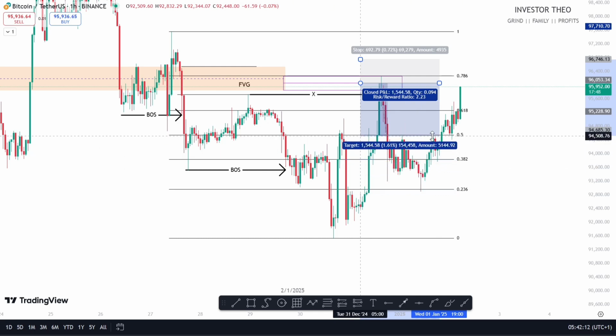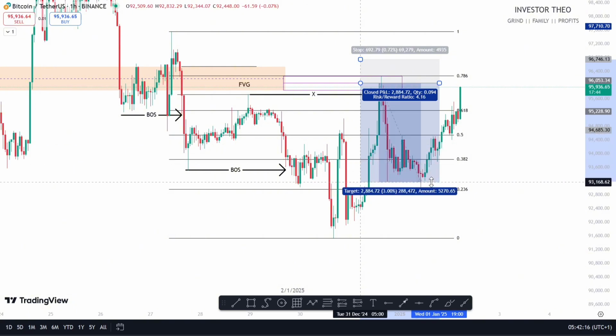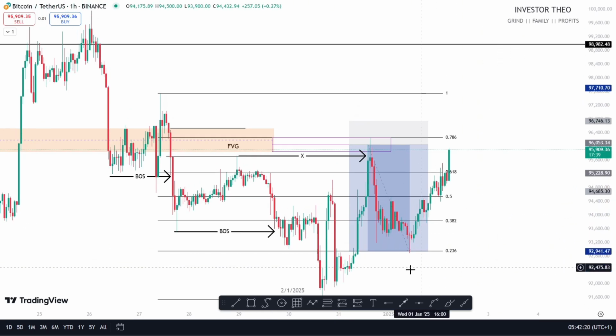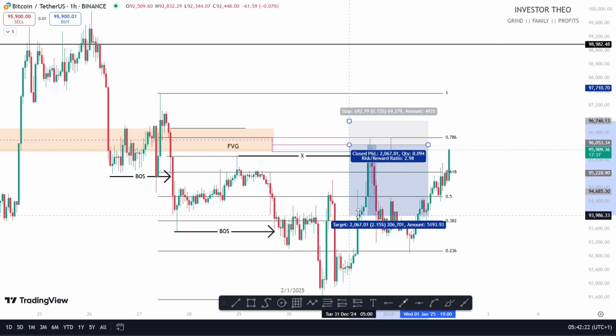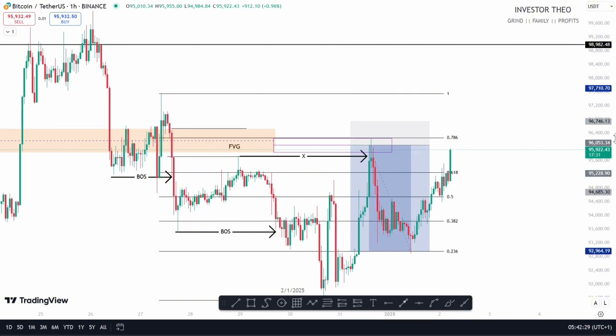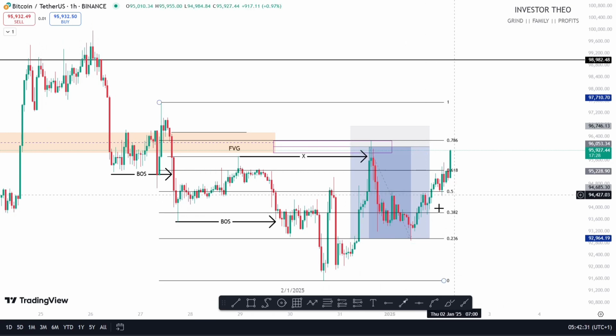So if you're someone that took partials at 0.5, then 0.382, and left the rest to run till 0.236, you have made some profit from here. Someone that just took partials at 0.5 and then left the rest to run to full TP, they have still made good profits. So basically, that's how this works. It's as simple as that.